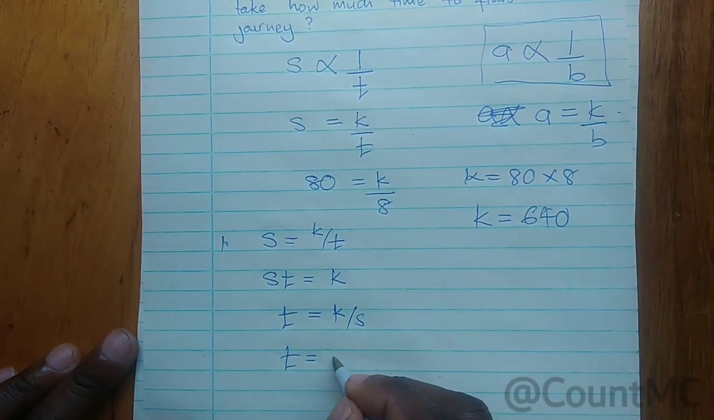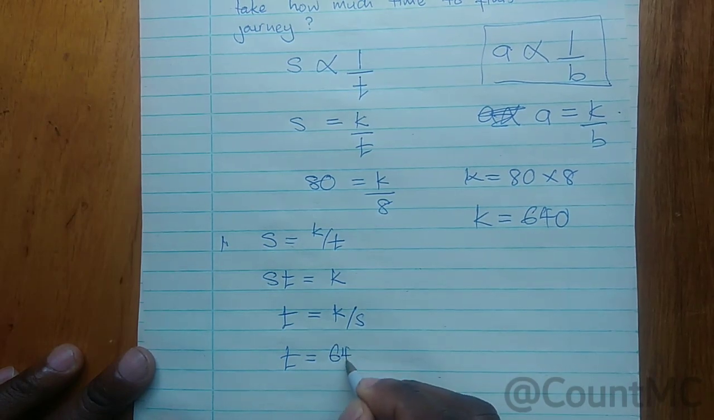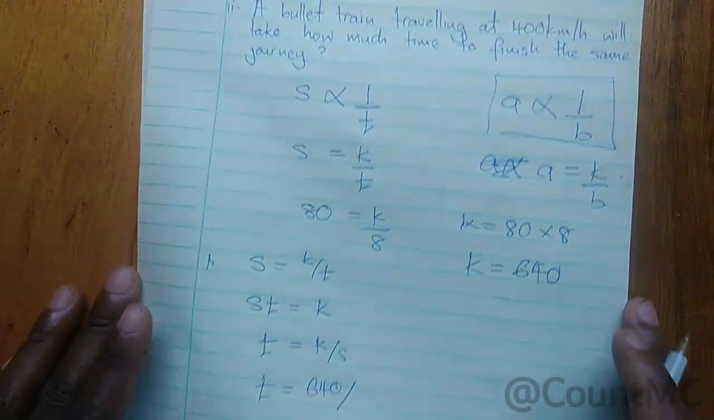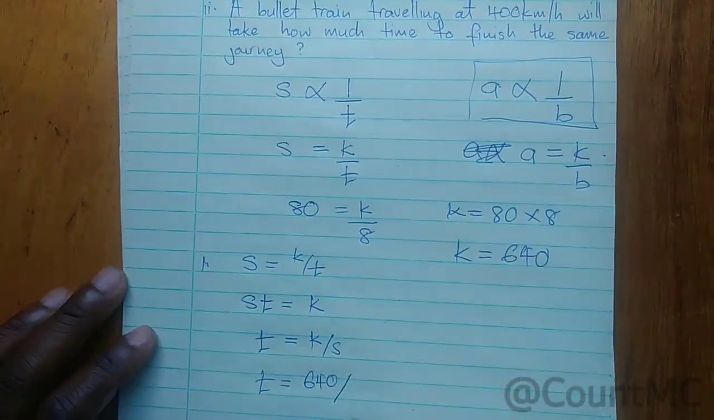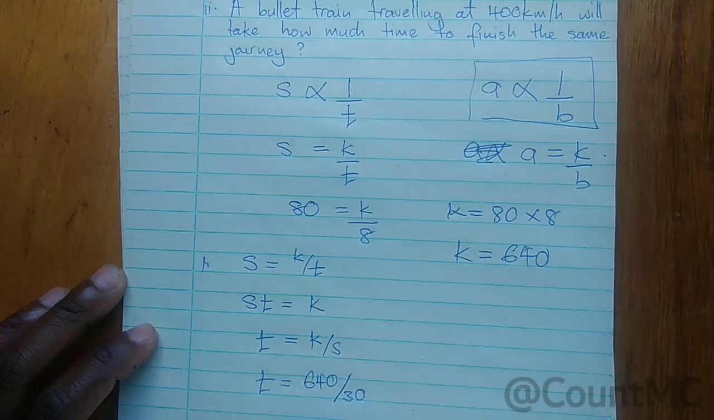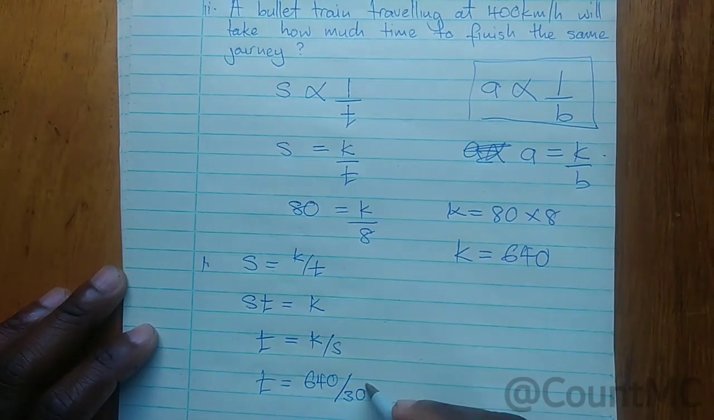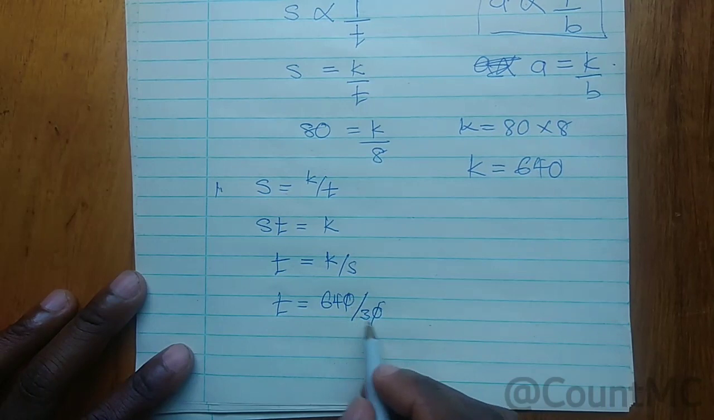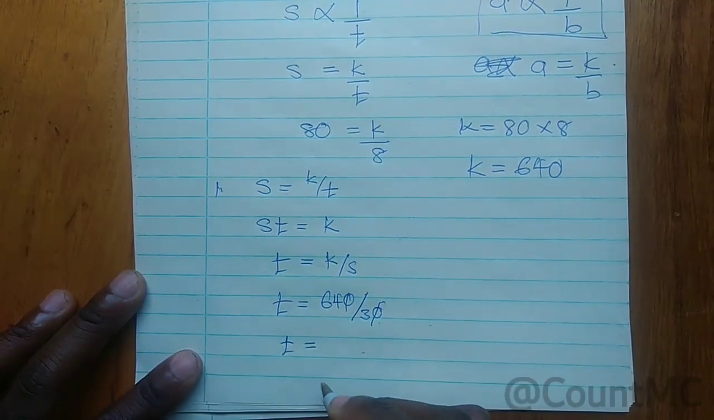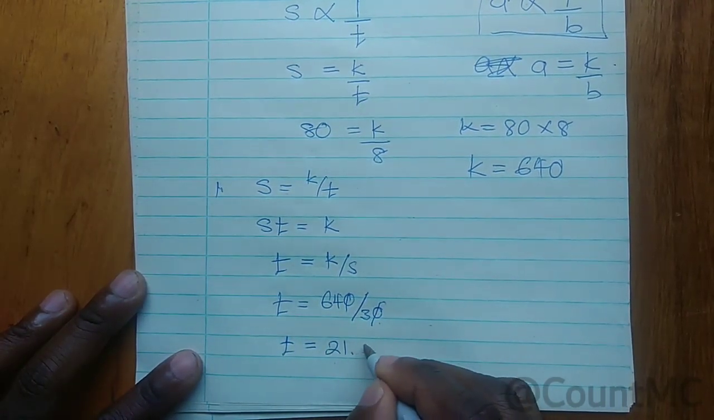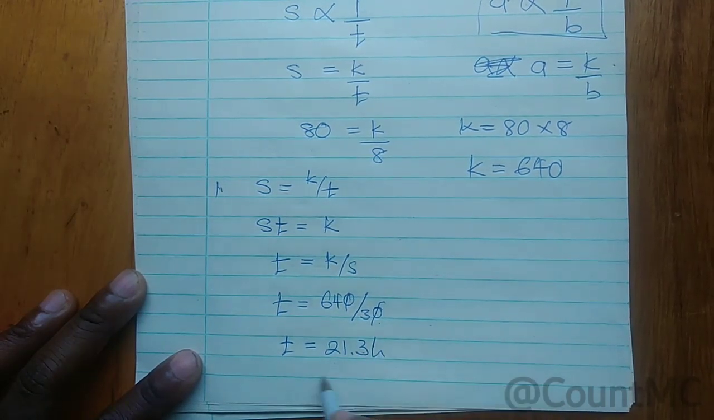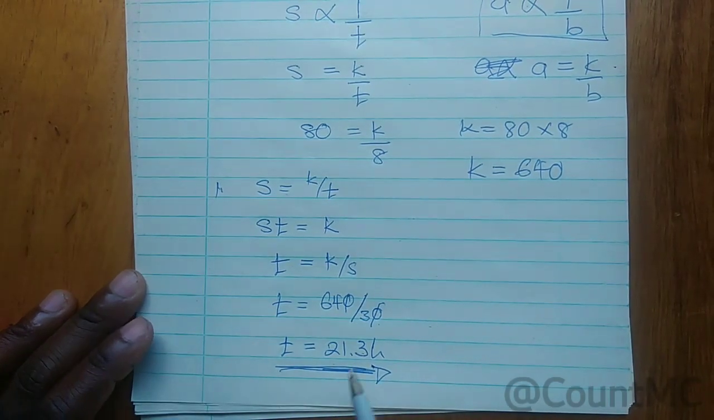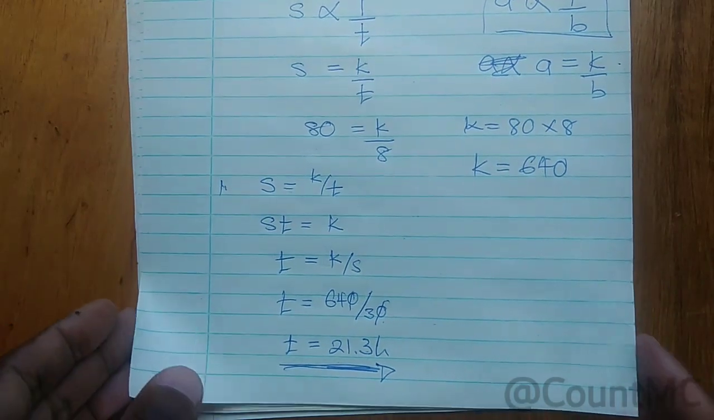We know that our K is 640 divided by the speed. What's the speed here? A tractor traveling at 30. So let us divide. 64 divided by 3, that's 21.3, and our time was in hours, so this is 21.3 hours. So your tractor will take 21.3 hours to cover the same journey.